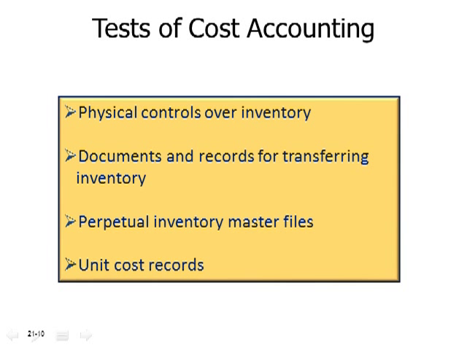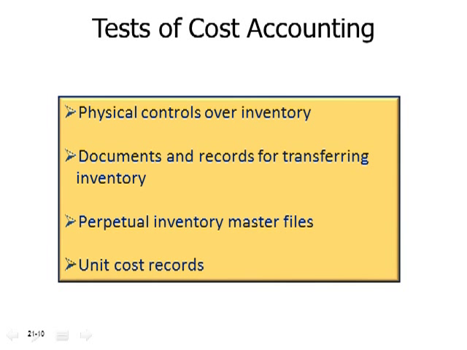The concepts in auditing inventory cost accounting are not different from those discussed for other transaction cycles. The auditor is concerned with the four aspects of cost accounting which we see here: physical controls over inventory, documents and records, which we talked about for transferring inventory, perpetual inventory master files, which may relate to the inventory counts, and then unit cost records.